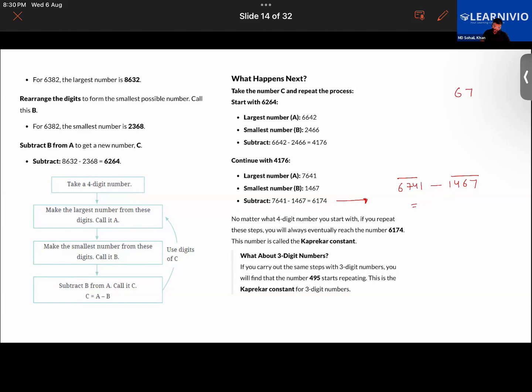One second. Look, I think I did something wrong. I'll redo it. Okay, do it again. 1, 4.